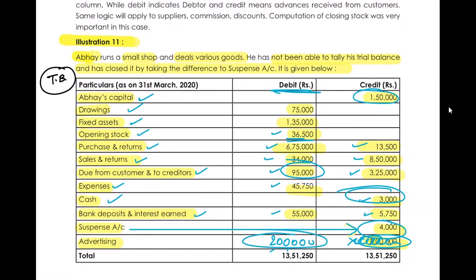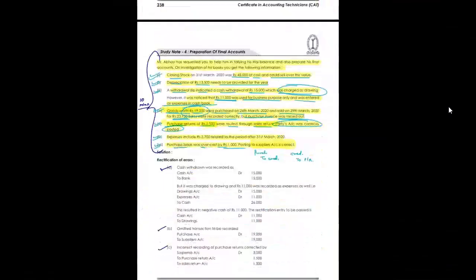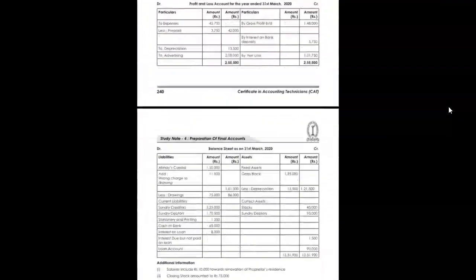Okay, if the total would have matched and here advertisement is written, then this advertisement would be regarded as advertising income, not an expense. So this would be considered on the credit side in my P&L account if it was on the credit side, but there was a misprint. That's why I said mention it on the debit side, and accordingly your question will be done. Okay, so that was your illustration number 11.